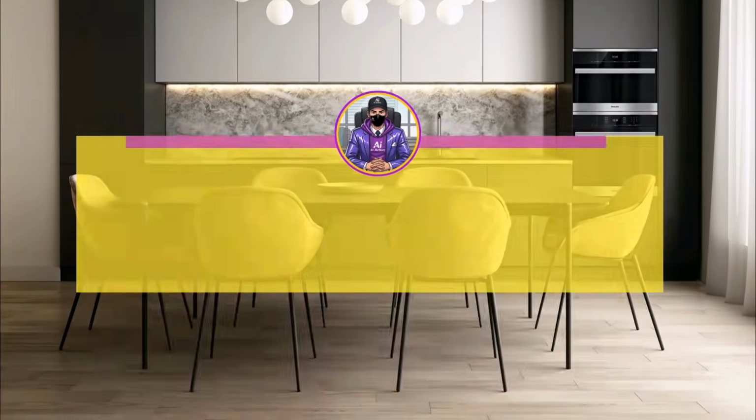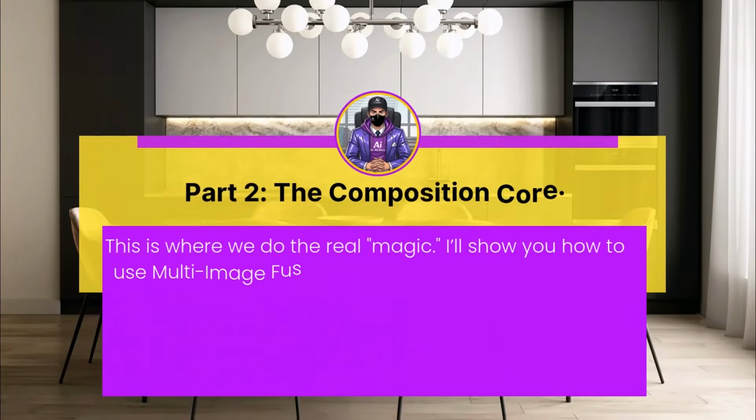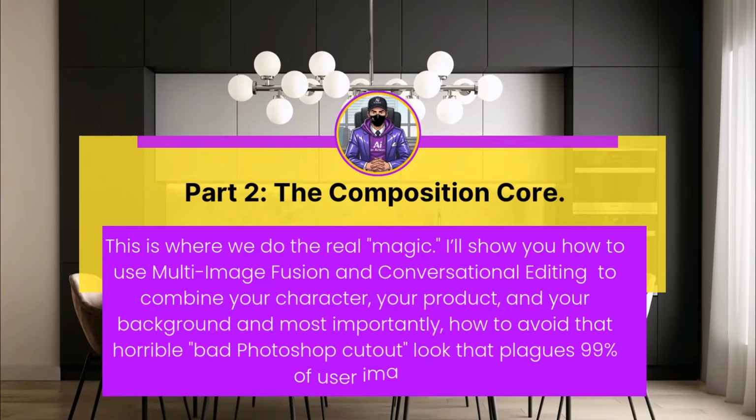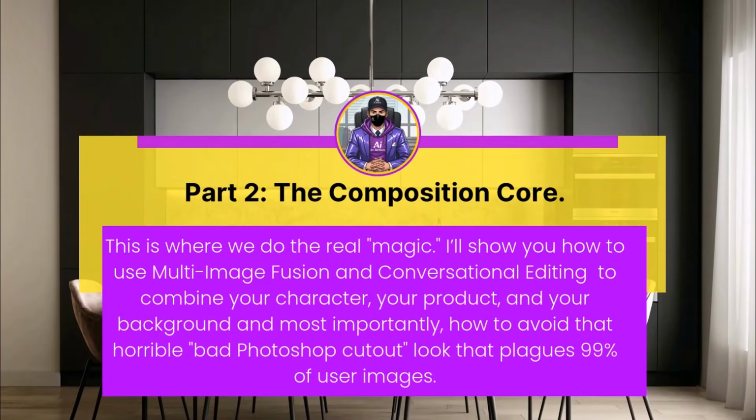Part 2, the composition core. This is where we do the real magic. I'll show you how to use multi-image fusion and conversational editing to combine your character, your product, and your background, and most importantly, how to avoid that horrible bad Photoshop cutout look that plagues 99% of user images.